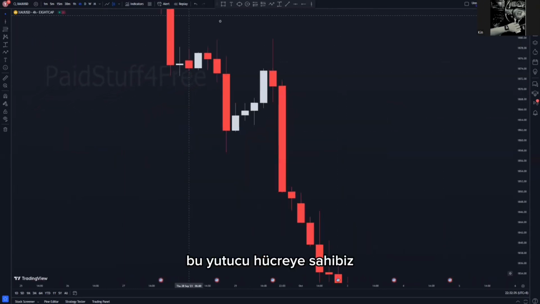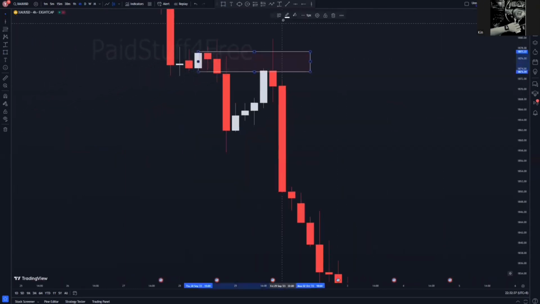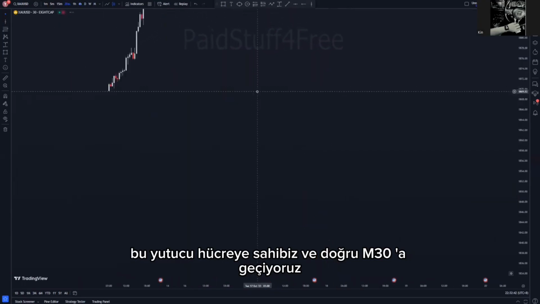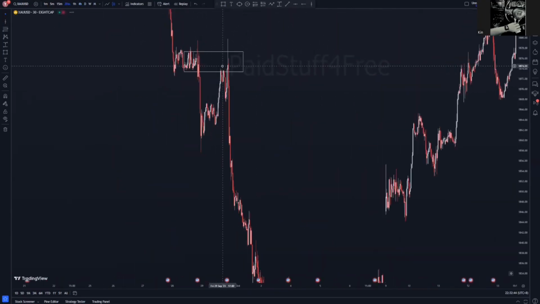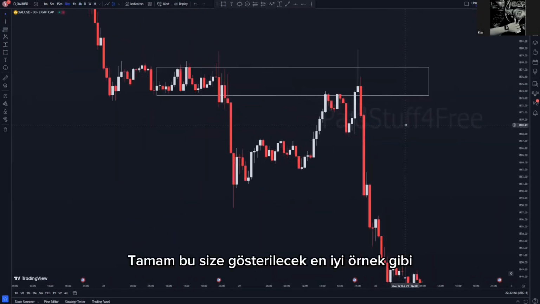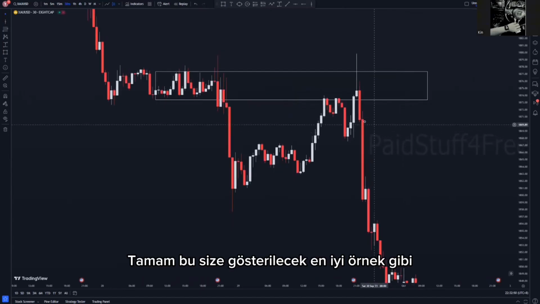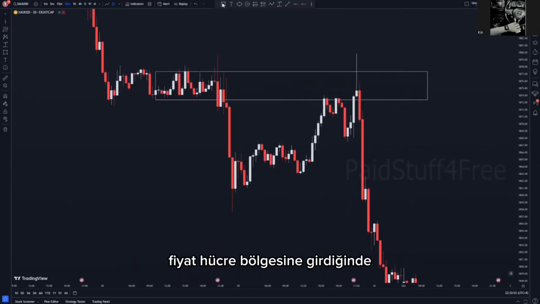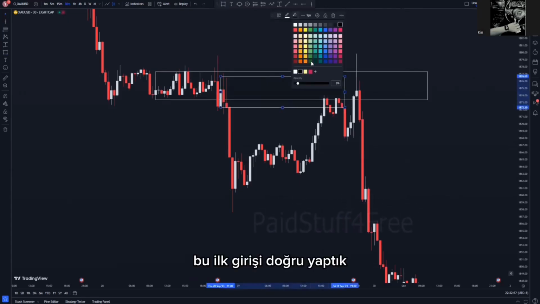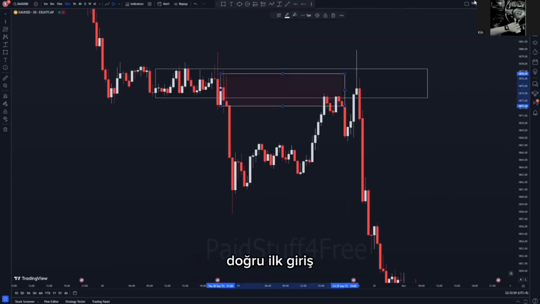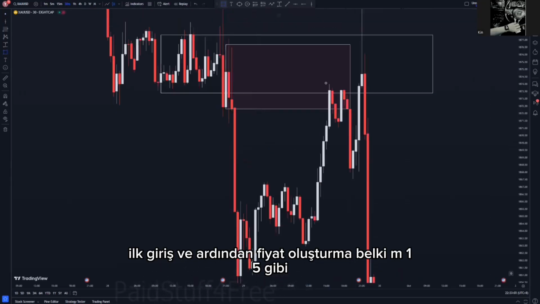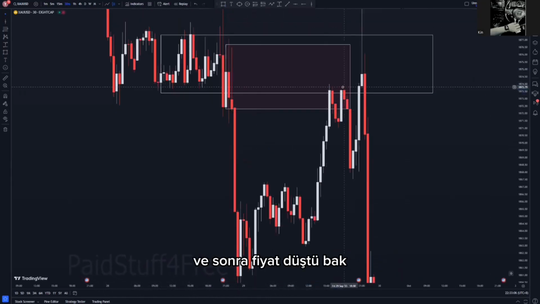We have this engulfing cell. Switch to M30, right? Okay, this is the best example to show you guys. So when the price gets into the sell zone, we had this first entry, right? First entry. And then the price created maybe an M15 EG sell somewhere around here, and then the price went down.